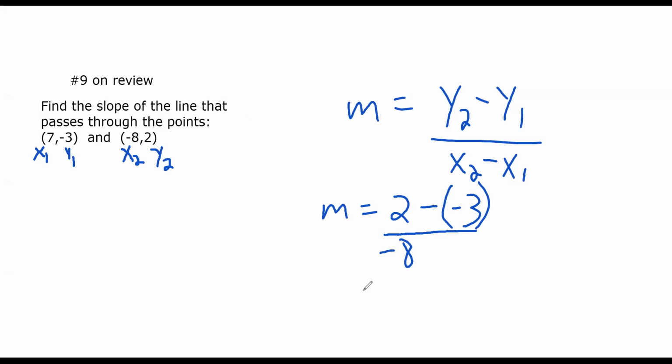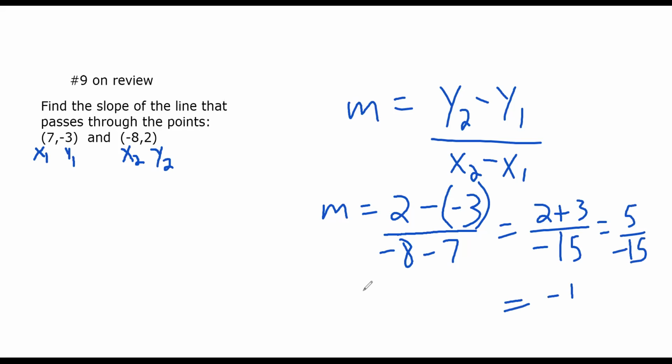Then on bottom, x2 is negative 8 minus x1 is 7. So this actually becomes 2 plus 3. Negative 8 minus 7 is going to stay negative, and it's clearly going to be negative 15. So we get 5 over negative 15, which reduces to the fraction negative 1/3. And so negative 1/3 is going to be the slope of our line.